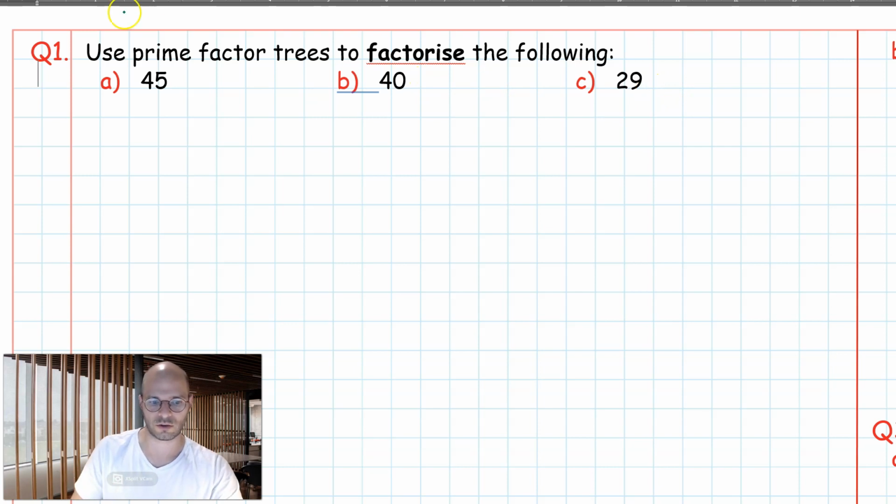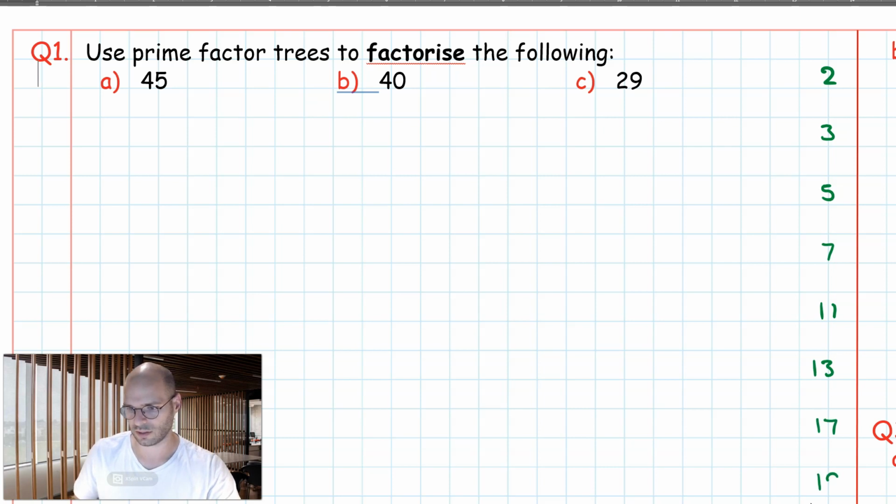Now to do this, I'll remind myself the first few primes. I know the first one is 2, then there's 3, 5, 7, 11, 13, 17, and 19. I could go higher, but I'm unlikely to have to use numbers higher than this because I'm not using a calculator for these problems here. So this should be fine for now.